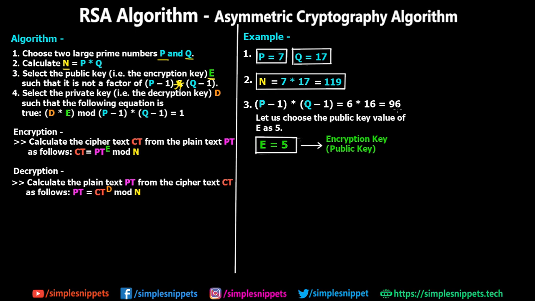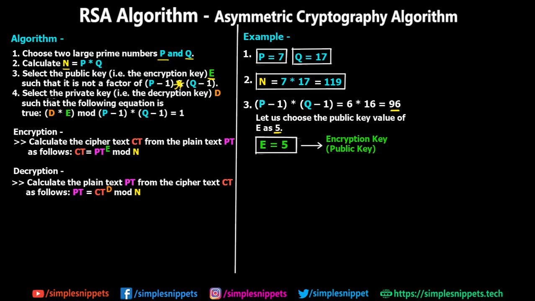So we have to choose a number e such that it is not a factor of 96. I hope you know what are factors of any number. That is basic mathematics. So let us choose the public key value e as 5, because 5 is not a factor of 96, right? So we are selecting e equals 5, which is our encryption public key. Now let's move on to step number 4.